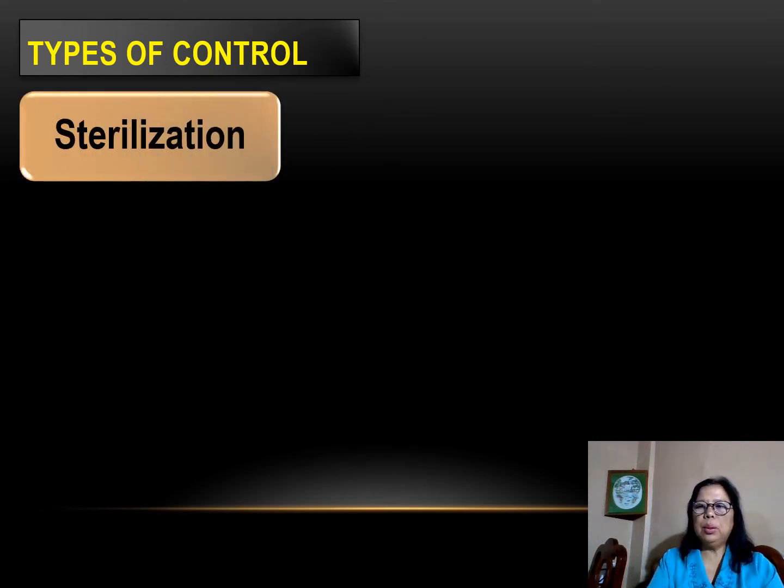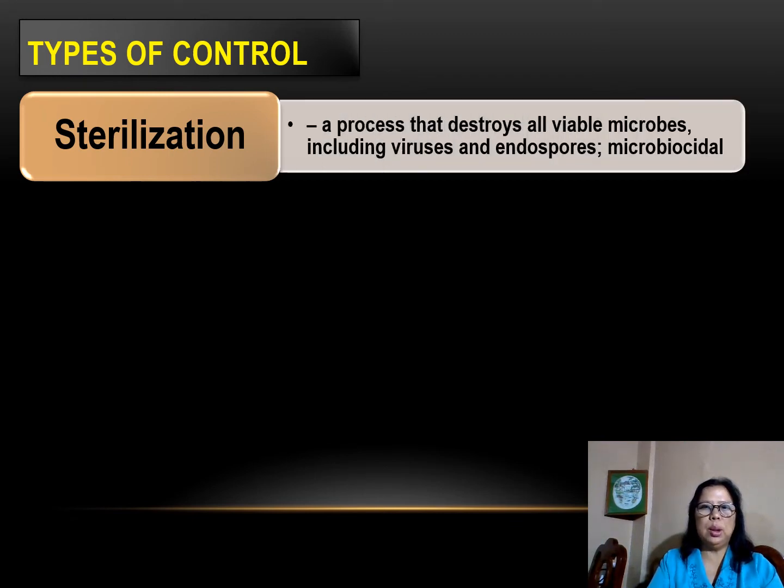So the types of control that we are going to focus on include sterilization. Now, what is sterilization? It is the process to destroy all viable microorganisms, including the virus and the spores. And what is used here are the microbiocidal.